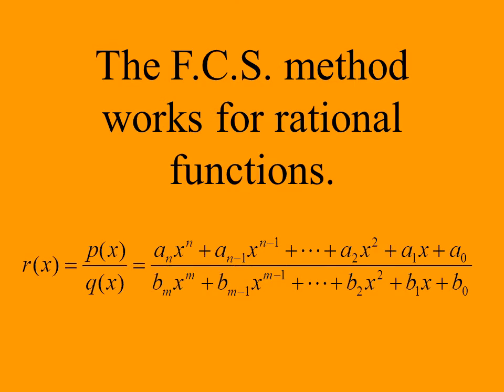Recall that a rational function is a ratio of polynomials. So, a rational function is a quotient where both the numerator and denominator consist of sums and differences of constant multiples of whole number powers of the variable. Let's illustrate the F.C.S. method with some examples.